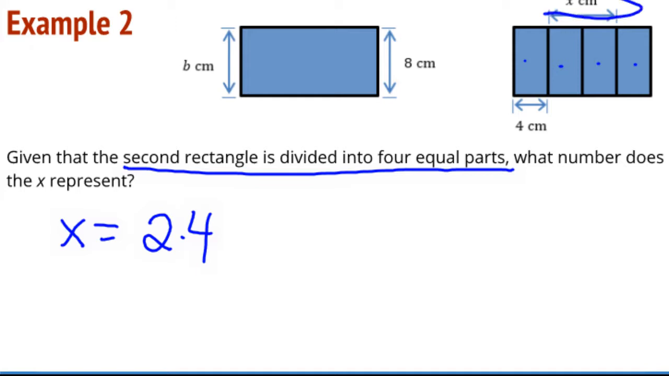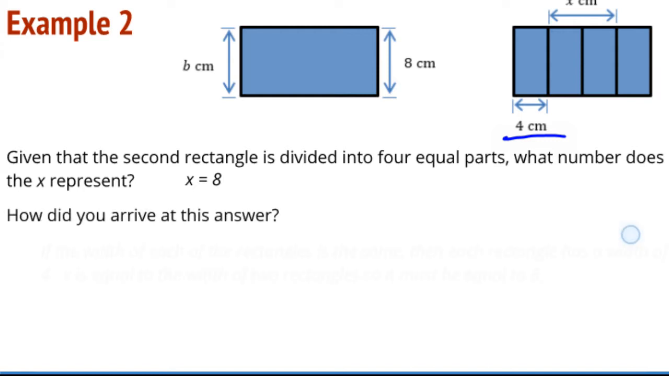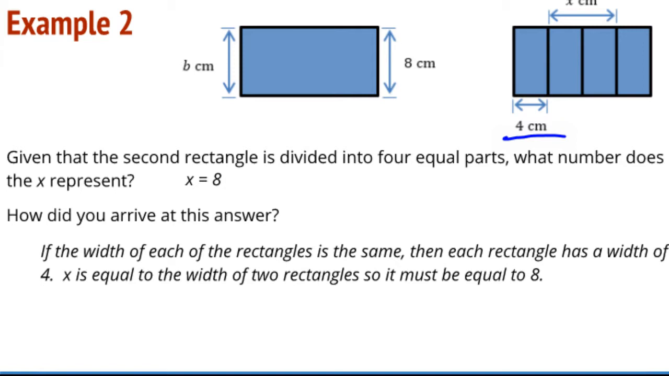Looking at a little bit of tape diagram, 1 piece here, and x is twice as much. So x is equal to 8, and we do have a unit there, 8 centimeters. Now stop and think, how did you arrive at this answer? I've already kind of talked through mine. I said, well, this is 1 width, and this is 2 widths. So x will be twice as much as 4.